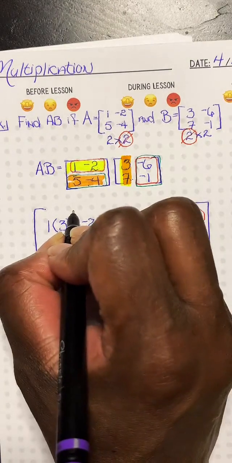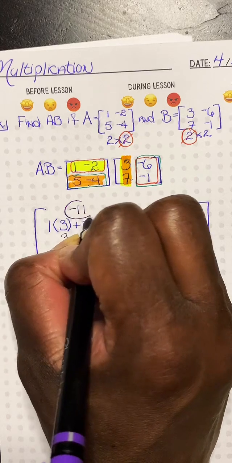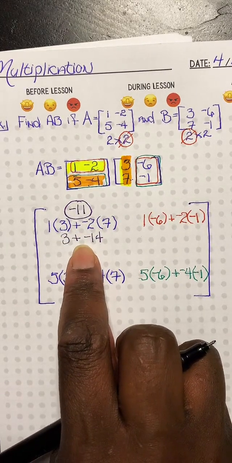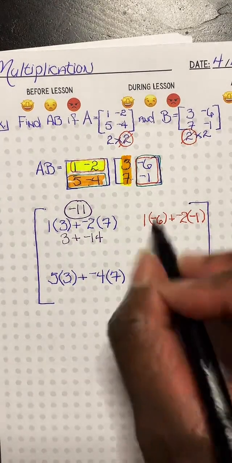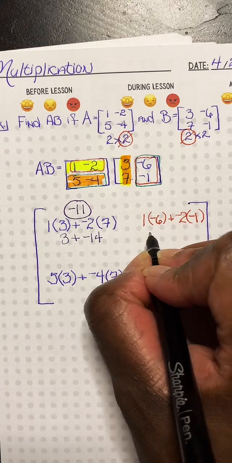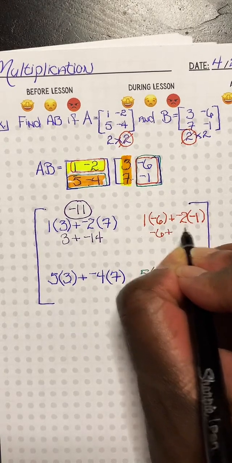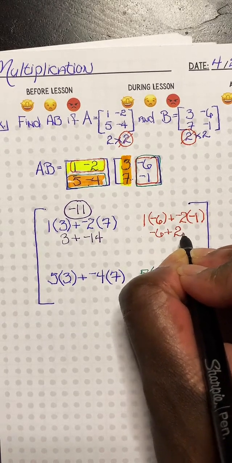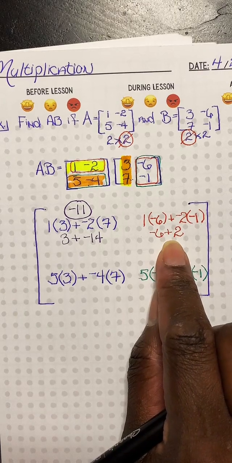-11's good. So, in this first row, first column, the element there is going to be -11. Now, we have 1 times -6 gives me -6, plus -2 times -1 gives me a +2. What should my element for this section be?